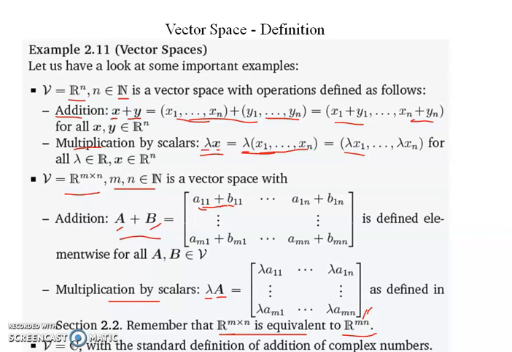The next is the set of complex numbers. C indicates the complex numbers. In this also, addition follows the standard definition of complex number addition. Multiplication is also based on the scalar quantity taken, which is multiplied with the complex number to result in another complex number.